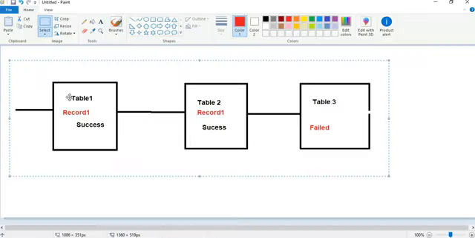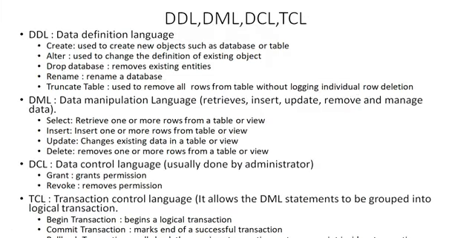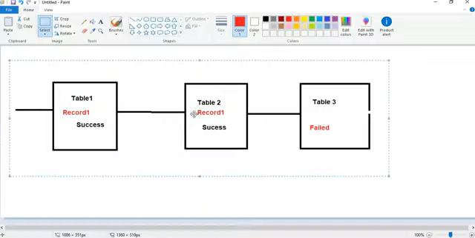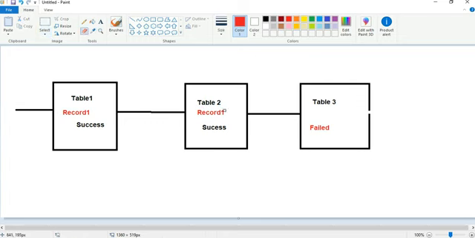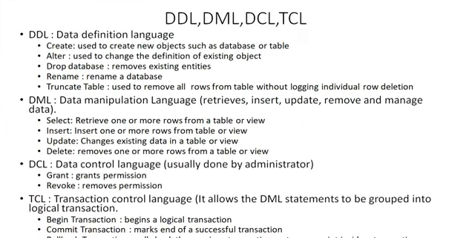Once we commit, it will commit the records into all three tables. If we roll back, it will take out all the data from all these tables. Once that particular transaction fails, it rolls back to its original state. So that is how transaction control language works. We have seen DDL, DML, DCL, and TCL, and mainly we will be concentrating on DML in the upcoming sessions.